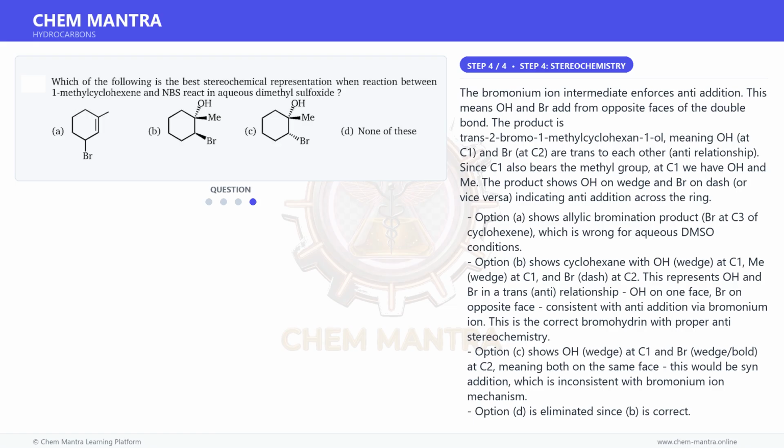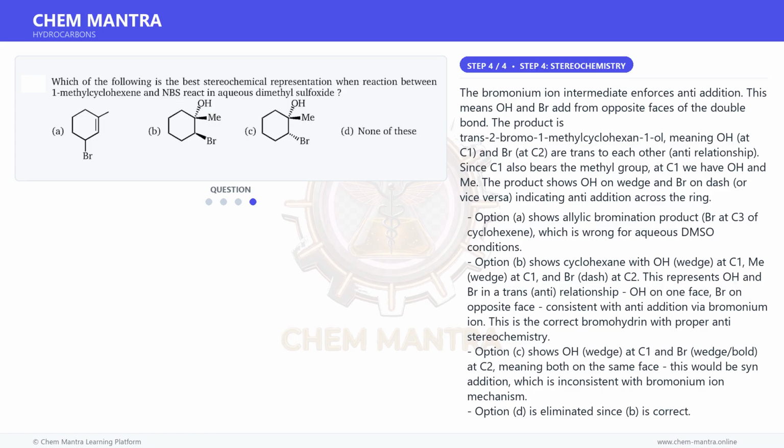Option C shows OH, wedge, at C1 and Br, wedge bold, at C2, meaning both on the same face. This would be syn addition, which is inconsistent with the bromonium ion mechanism. Option D is eliminated since B is correct.